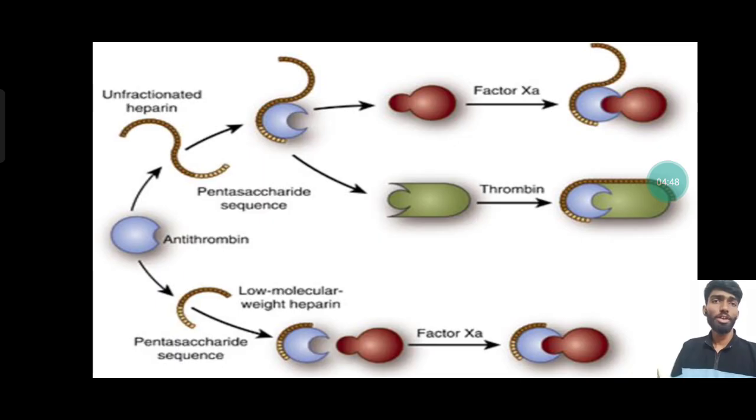Basically, this is a flowchart of the mechanism of action of heparin. The upper pathway shows the unfractionated heparin action and the lower pathway shows the low molecular weight heparin. Basically, the main action of both pathways is the same. Both act on factor Xa, but additionally, unfractionated heparin also acts on thrombin.